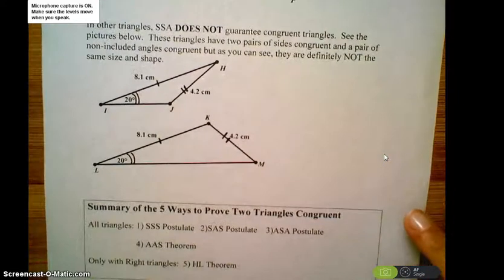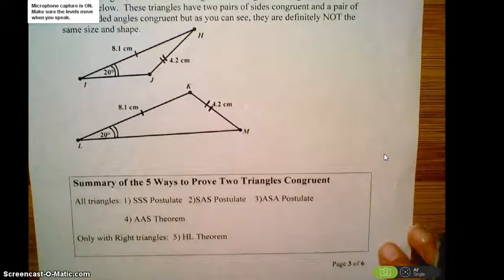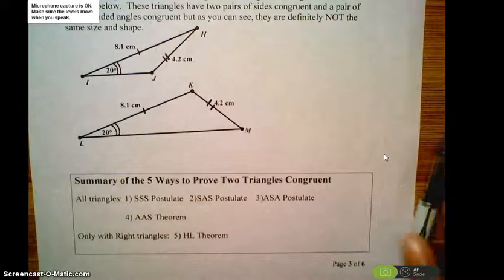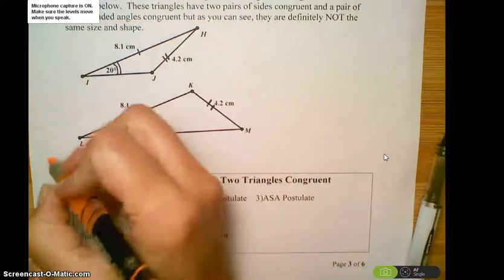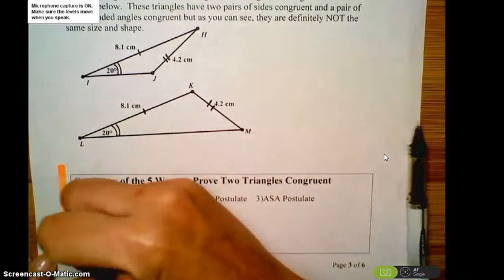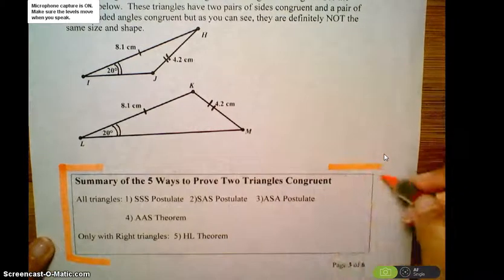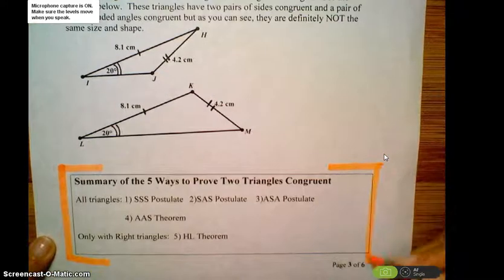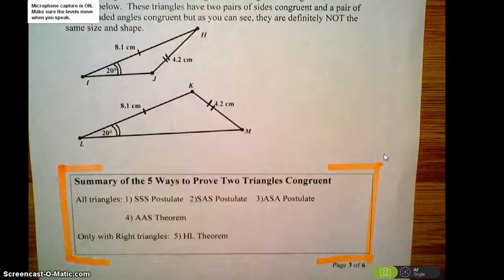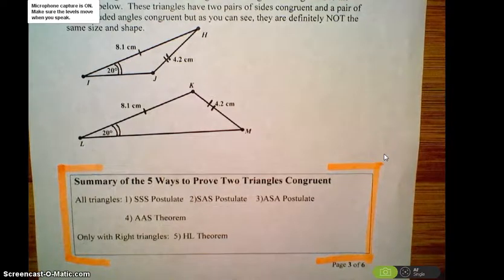Also at the bottom of page 3, you'll find the summary for the 5 ways to prove two triangles congruent. This is also a really important topic that you should pay attention to and study, because you definitely need to know these 5 ways to prove triangles congruent. Okay, we're moving on to page 4. We're going to look at an example there.